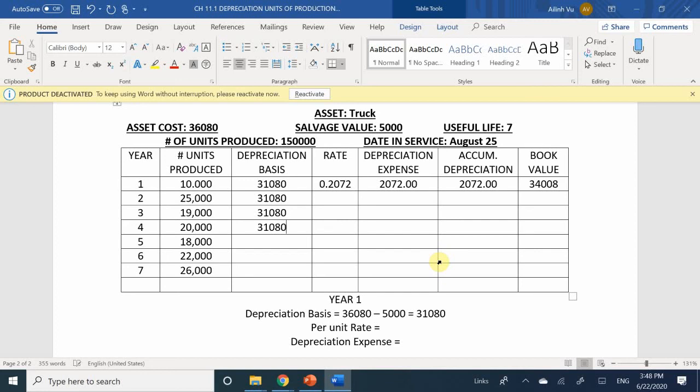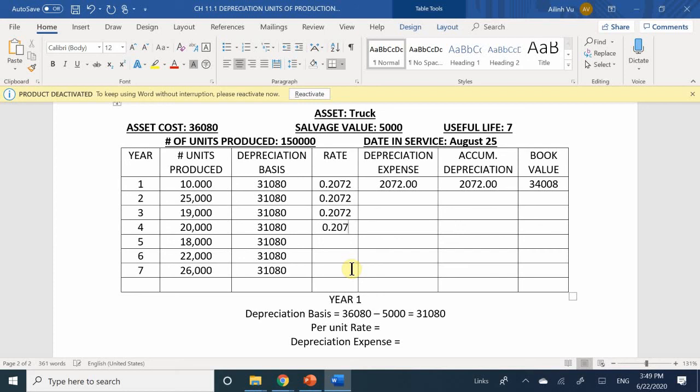Oh my gosh, if I had Excel, this would be so much easier. 31,080. Okay. And I'm going to also show you guys how to do this in Excel on Thursday, so don't worry about that. But for the sake of this class, I want to make sure that you understand what you're doing before you dive straight into Excel.